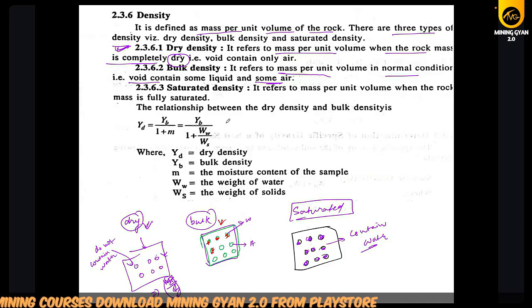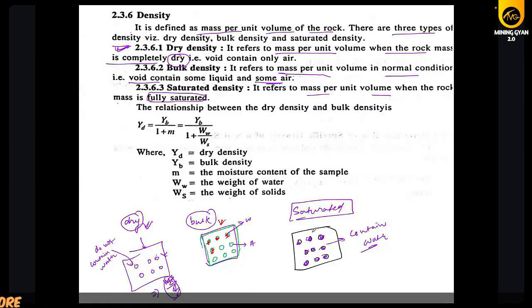And saturated refers to the mass per unit volume when the rock mass is fully saturated. That means all the voids or all the holes contain water. It's known as saturated density. I think it is clear for you. So please remember this formula.